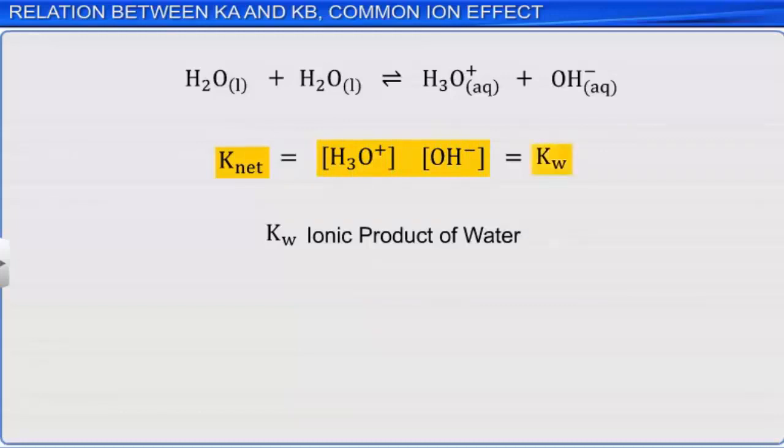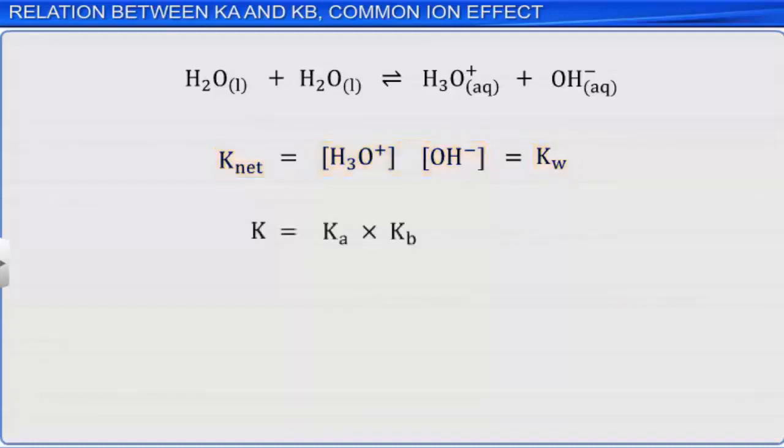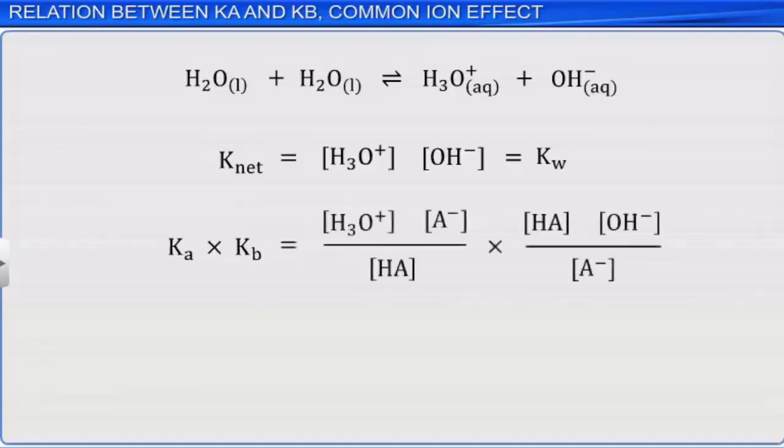Note that the equilibrium constant for the new reaction is the product of the equilibrium constants of the individual reactions. That is, the product of Ka and Kb is equal to the product of the concentrations of H3O+ and A- divided by the concentration of HA, multiplied by the product of the concentrations of HA and OH- divided by A-.